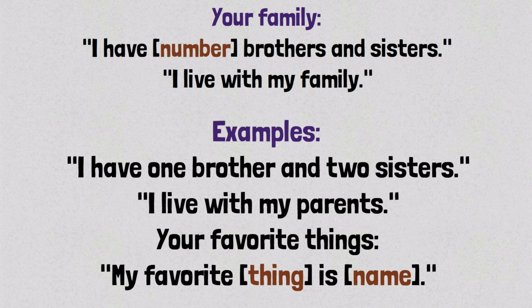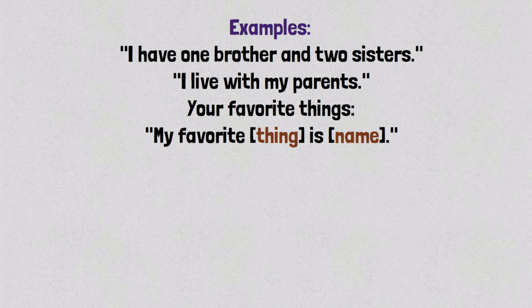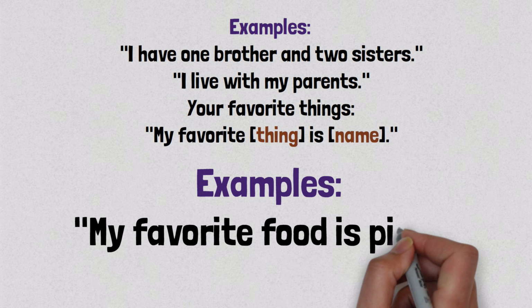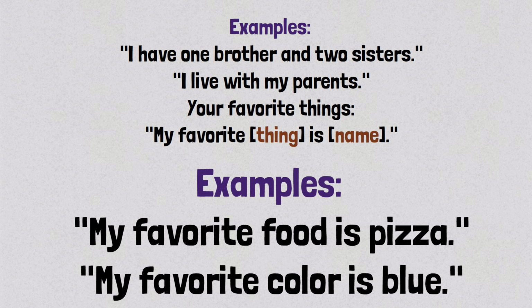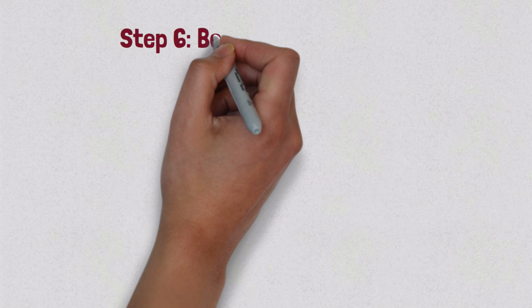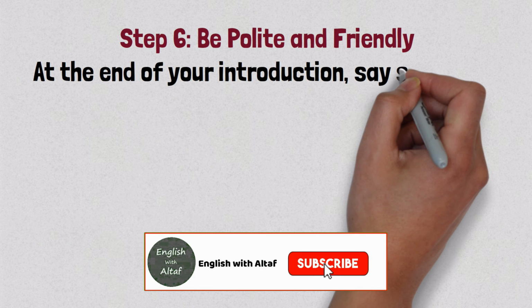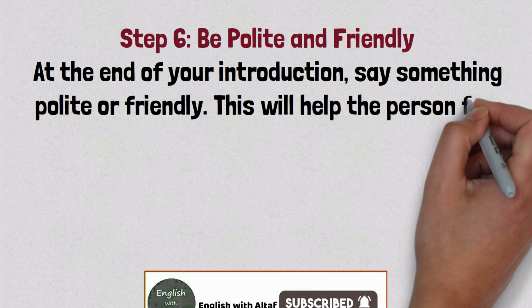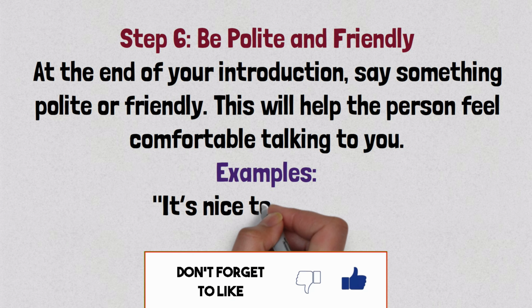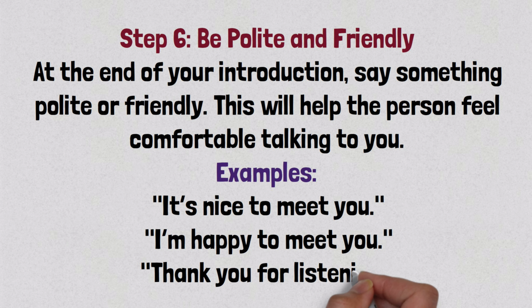Your favorite things. My favorite thing is [name]. Examples. My favorite food is pizza. My favorite color is blue. Step 6. Be polite and friendly. At the end of your introduction, say something polite or friendly. This will help the person feel comfortable talking to you. Examples. It's nice to meet you. I'm happy to meet you. Thank you for listening.